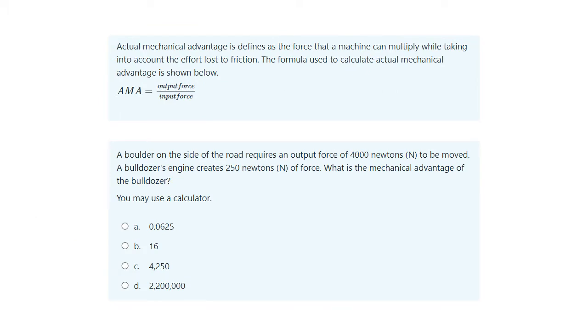Now, actual mechanical advantage is defined as the force that a machine can multiply while taking into account the effort lost to friction. The formula used to calculate the actual mechanical advantage is shown below. The AMA equals the output force divided by the input force. So the boulder on the road requires an output force of 4,000 newtons to be moved. There needs to be an outward 4,000 newtons to move it.